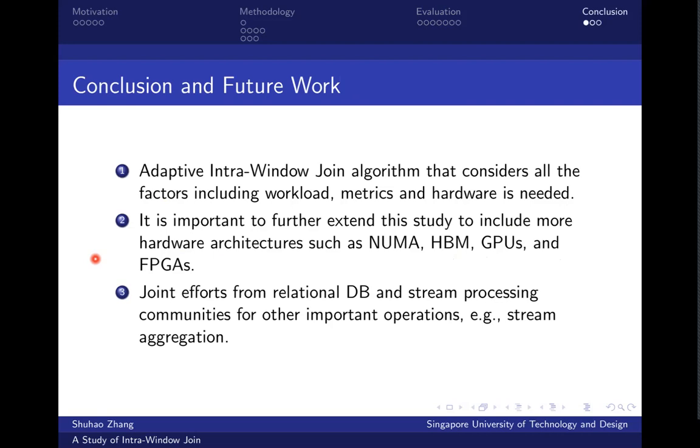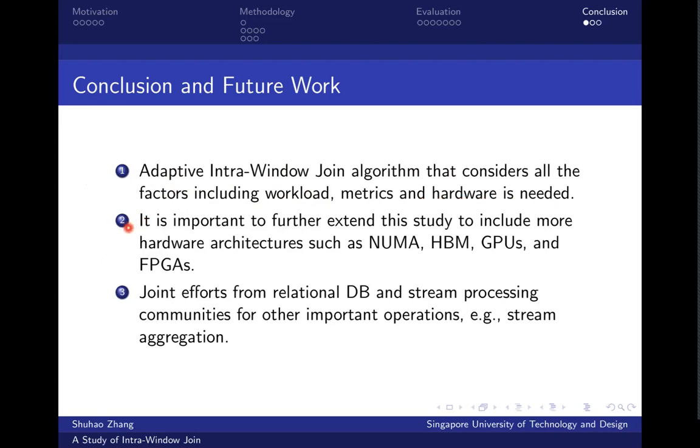In conclusion, we find that none of the existing approaches perform uniformly the best in all cases. Workload features, performance metrics, and hardware architectures all need to be considered when applying the right implementation of intra-window join operation. This naturally leads us to a potential future work. There's a need to develop an adaptive intra-window join algorithm that considers all the factors: workload, metrics, and hardware architectures.